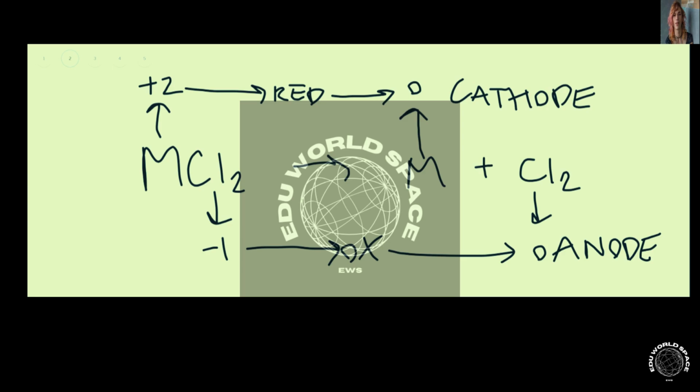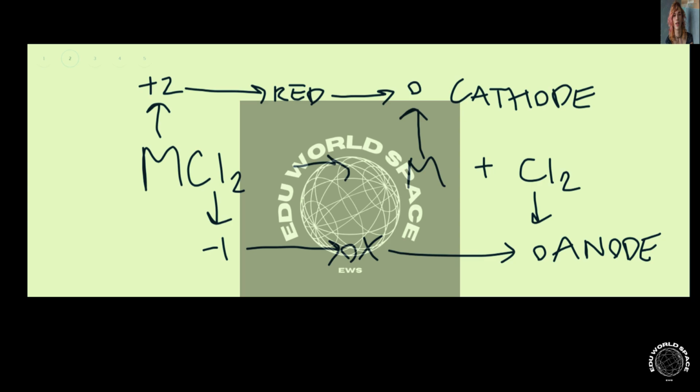What's happening at our other electrode? Well, we have the oxidation state on chlorine when it's in MCl2. It has a -1 charge, so the oxidation state is -1. Whereas when it's a product, when it's Cl2 gas, it has an oxidation state of 0. So the oxidation state is being increased from -1 to 0 because we're losing an electron. That's oxidation, is loss of electrons. So that's happening at the anode.